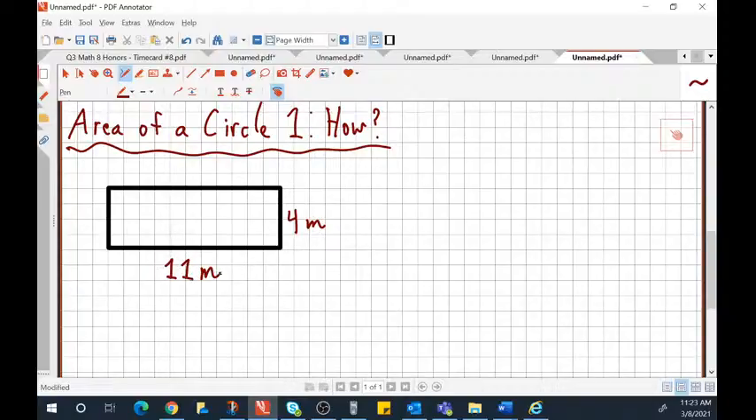Talk to your partners, guys. Do you remember how to find the area of this rectangle? And what does it mean? What does the area of that rectangle even mean? Go ahead, guys. Talk to each other. How do I find the area of that, and what does that actually mean?